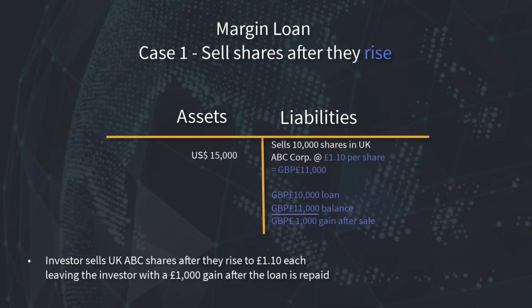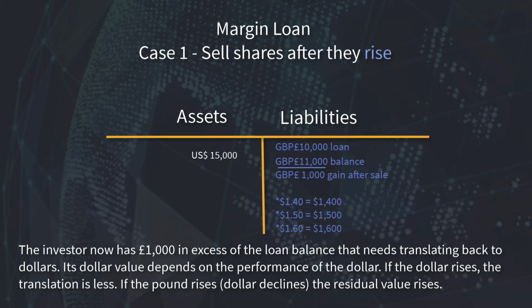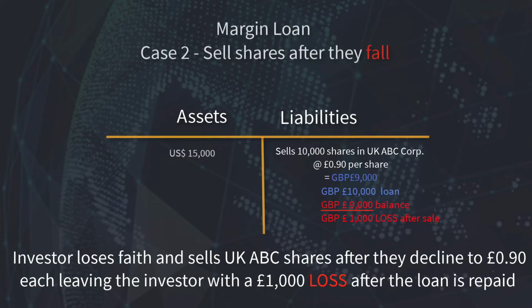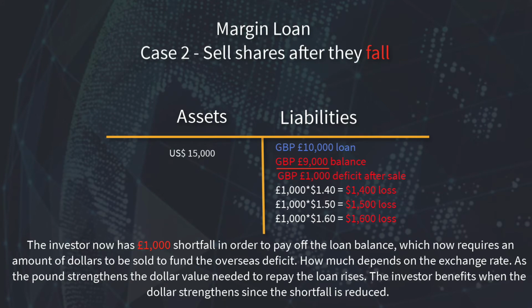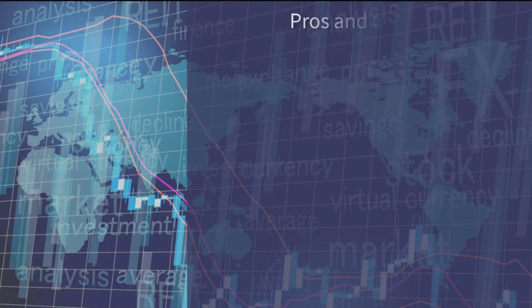Case 1. The share price rises 10%. The loan is repaid, but leaves a £1,000 gain. On display, you can see the impact of the dollar rising, staying the same, and falling on the value of that capital gain when it is exchanged back into US dollars. Case 2. Shares fall by 10%. The loan repayment falls short by £1,000 after the price decline. The display illustrates the impact of the shortfall when the dollar rises, stays the same, and falls on that margin loan shortfall of £1,000.